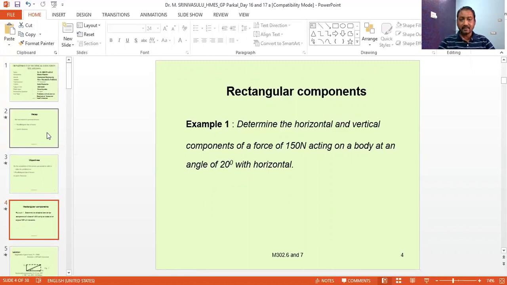So this is a problem on the components of the forces. We have to resolve the force into rectangular components, and find out what is the vertical component and what is the horizontal component. In this case the force is given and the direction of the force is given, that is, it is making an angle of 20 degrees with the horizontal.